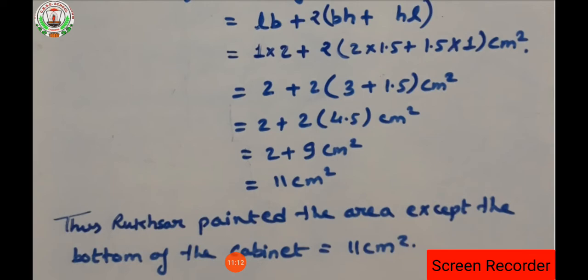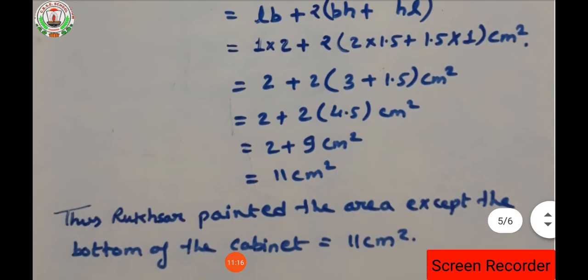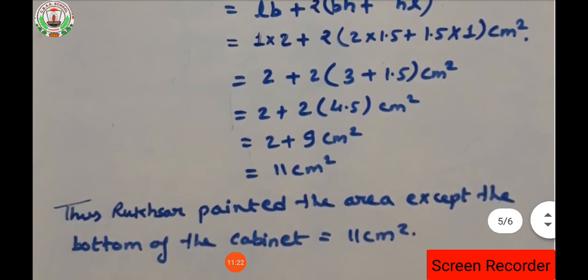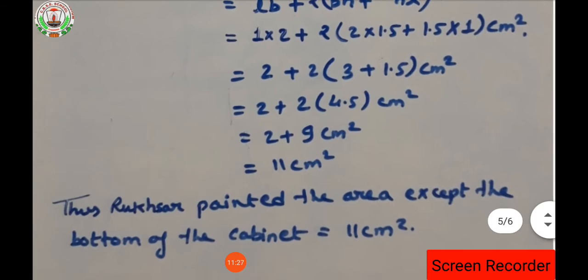So 4.5 will be multiplied with 2. How much will we get? 9, isn't it? So 2 plus 9, we will get 11 centimeter square. Thus, the area Rukhsar paints, except the bottom of the cabinet, is 11 centimeter square. Hope you people understood the question.